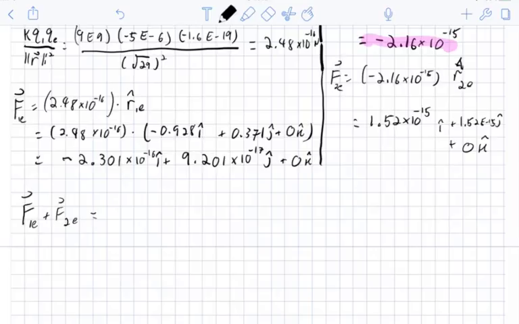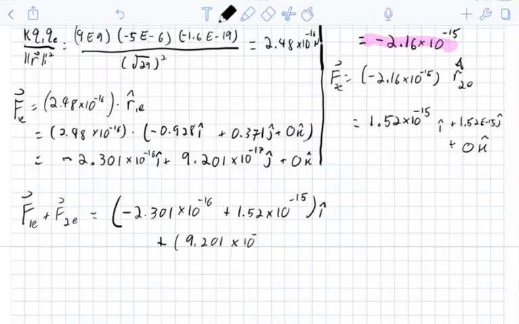So now I just add the components of the vectors. Minus 2.301 times 10 to the minus 16, 1.52 times 10 to the minus 15, I hat, plus 9.201 times 10 to the minus 17, 1.52 times 10 to the minus 15, J hat, plus 0 K hat direction.